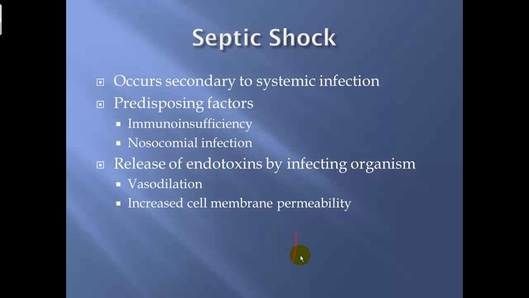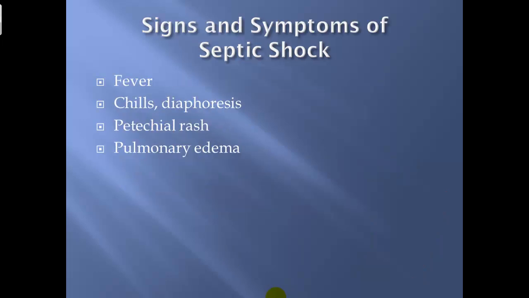Very simply, the vessels go from this to this. It increases permeability due to a breakdown of the actual walls from the battle that's ensuing between your immune system and the endotoxins of the bacteria. Signs and symptoms of septic shock: fever, chills, diaphoresis, petechial rash. A petechial rash is small little hemorrhages that are occurring in the capillary beds, and then pulmonary edema. Pulmonary edema would be we have lost continuity of the capillary alveolar membranes.